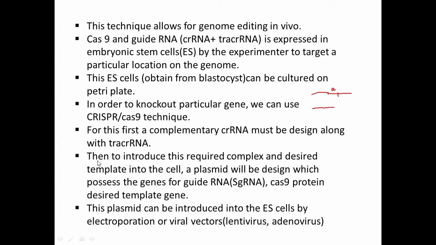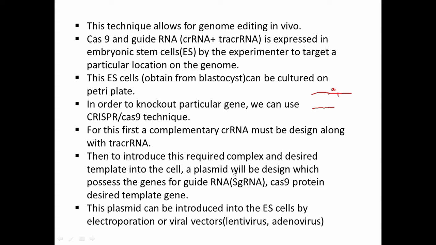Then, to introduce this required complex and desired template into the cell, a plasmid will be designed which possesses the genes for guide RNA, Cas9 protein, and desired template gene. So, for example, as I told you, if I want to knock out this gene, then it's totally fine. But if I want to replace this gene A by another gene B, I will make a template DNA strand, which would have the DNA sequence for that gene B, and then I will design a plasmid.